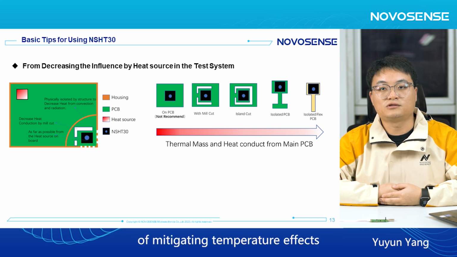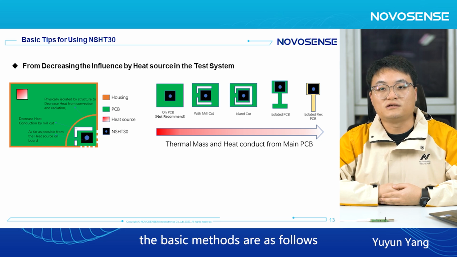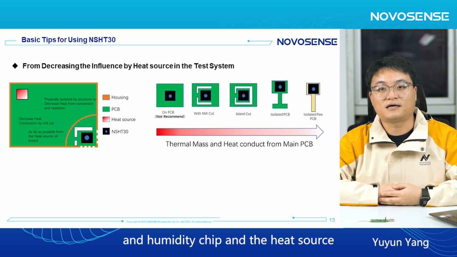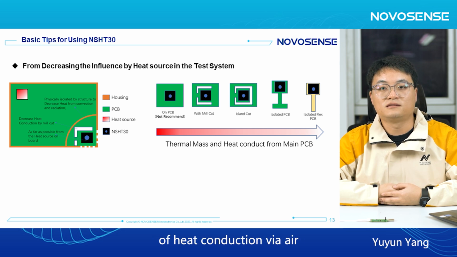Under the premise of mitigating temperature effects, the basic methods are as follows. The first one is during the assembly. Physical isolation should be formed between the temperature and humidity chip and the heat source on the main board, so as to reduce the impacts of heat conduction via air and heat radiation.